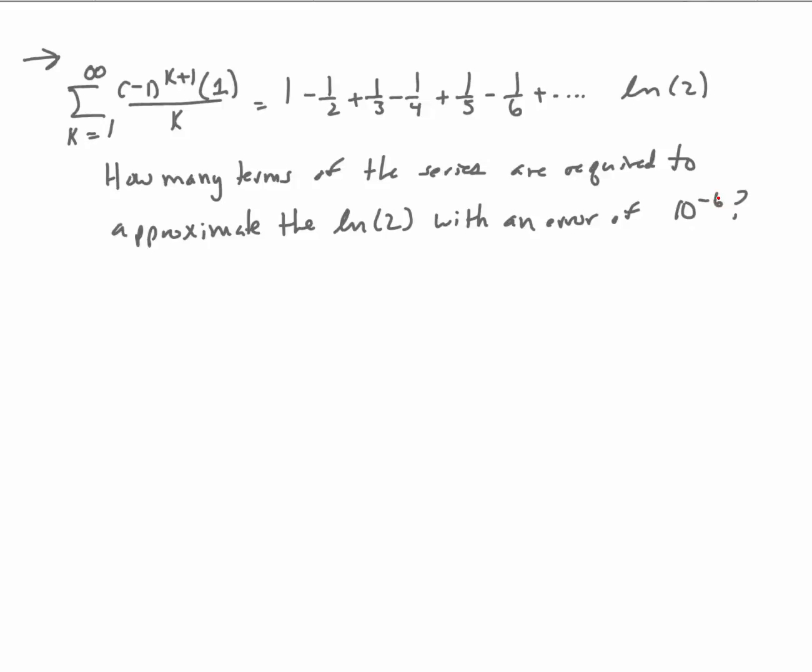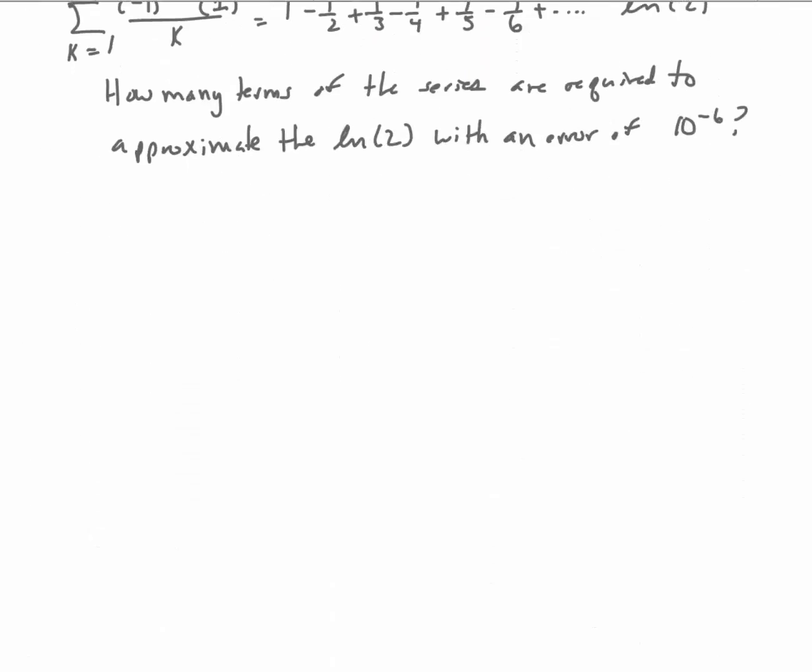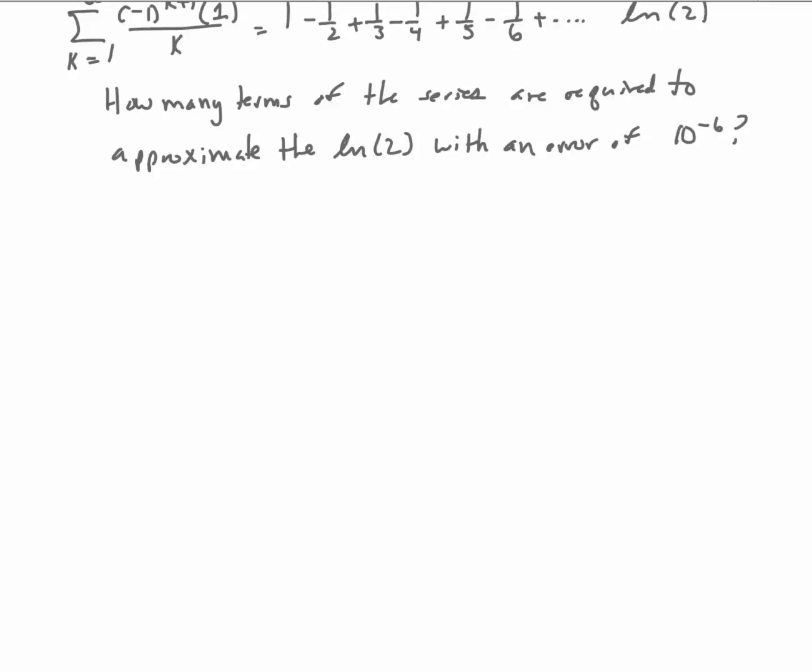Well, the first thing that we need to do in order to apply what we just learned up here is we need to know that this is a convergent alternating series first. So the first thing that I'll do is I'll establish that this is convergent by the alternating series test. So let's go ahead and look at the alternating series test. The first thing that I have to show is that this is non-increasing, which means that the next term is less than or equal to the current term.